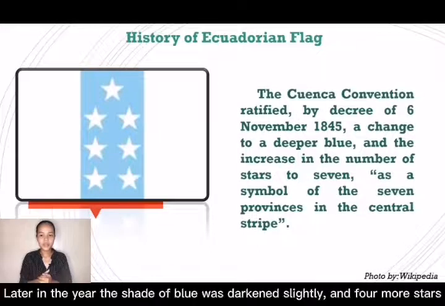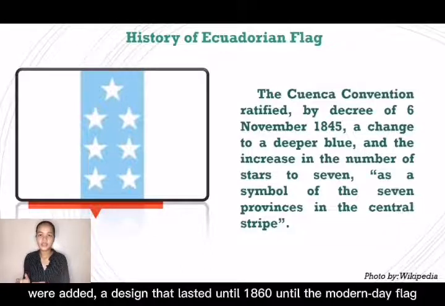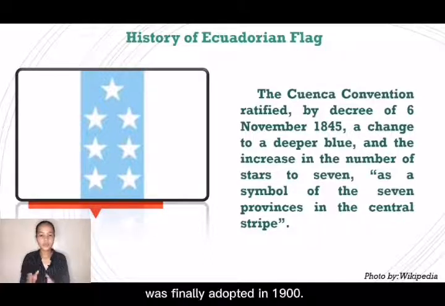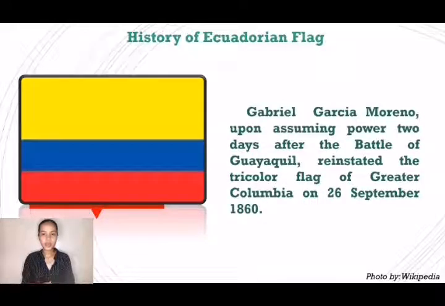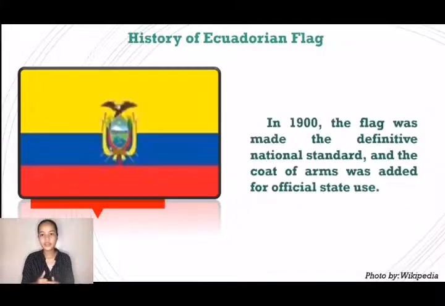But later in the year, the shade of blue was darkened slightly, and 4 more stars were added, a design that lasted until 1860, until the modern-day flag was finally adopted in 1900. Gabriel Garcia Moreno, upon assuming power 2 days after the Battle of Guayaquil, reinstated the tricolor flag of Greater Colombia on 26 September 1860. In 1900, the flag was made the definitive national standard, and the coat of arms was added for official state use.